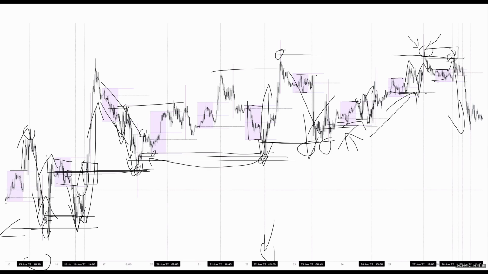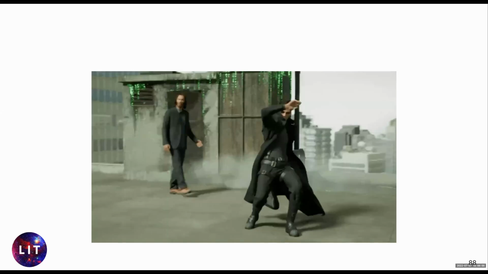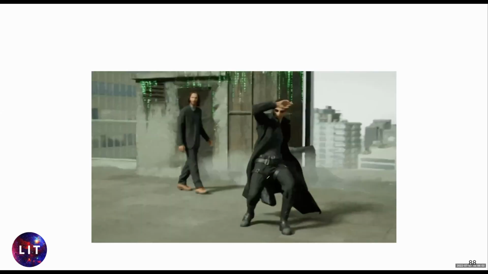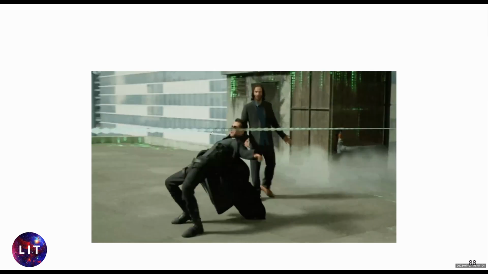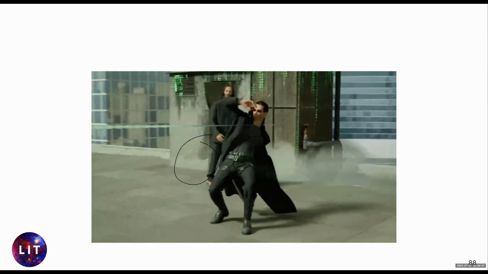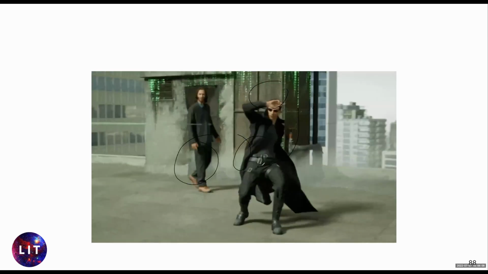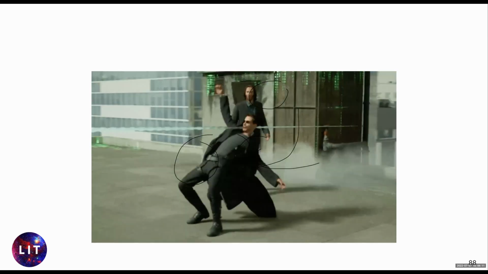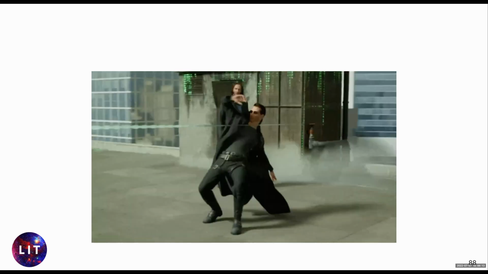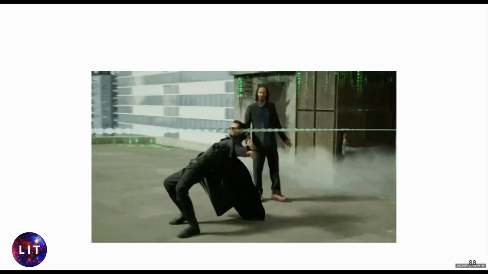Effortless. Get used to it, backtest it, and you will become, of course, like this. At this stage, you not only dodge the bullets anymore, you just literally walk through there and observe what's going on. Insane.